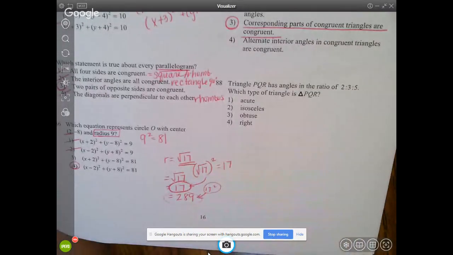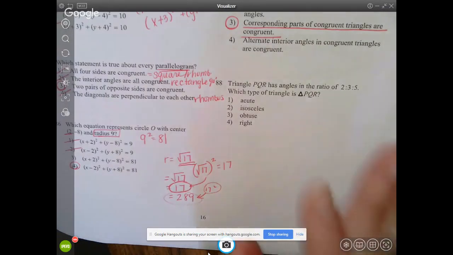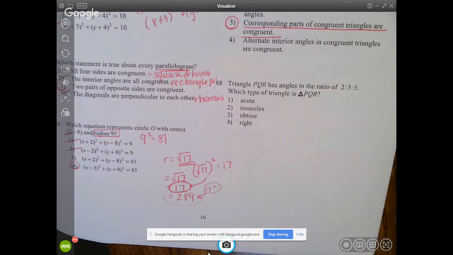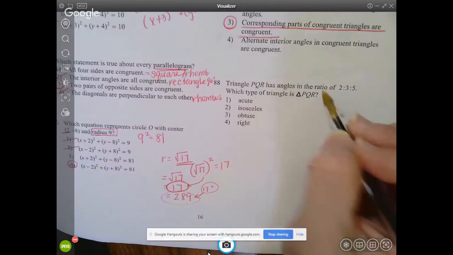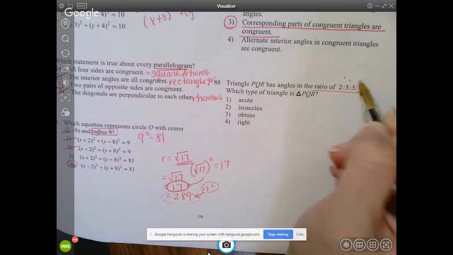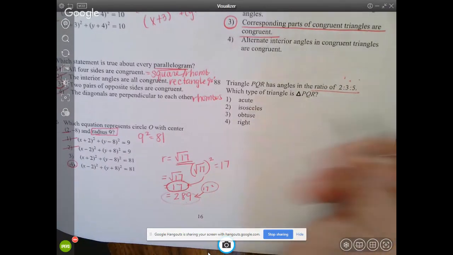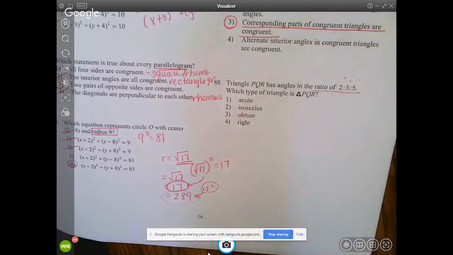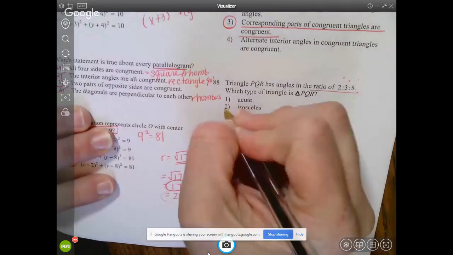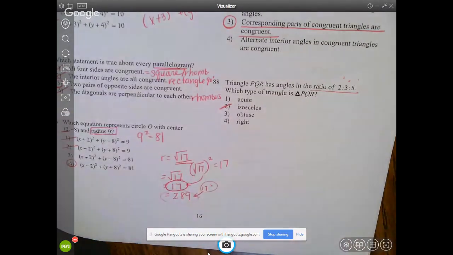88 is a good one. For 88, it wants us to determine what type of triangle it is. Now, I'm going to show you more than you need to see because I want you to know how to do this. Because all of this is in a ratio and all these numbers are different, I know right away it's a scalene triangle. We know it's not an isosceles triangle because none of those numbers are the same.